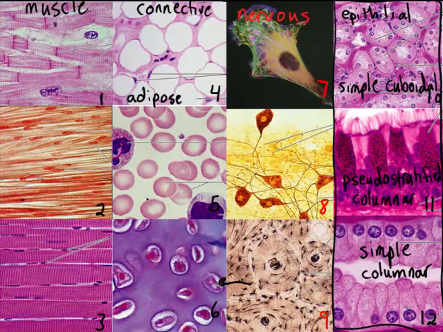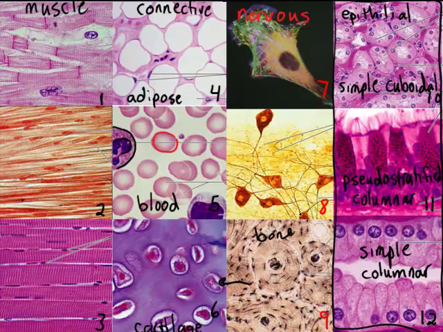This next one maybe was a harder one to pick out for you, but this is blood. So we have our red blood cells here, and then we have our white blood cells as well. Notice the red blood cells have no nucleus, the white blood cells do. And then down here we have cartilage, specifically hyaline cartilage. There are a few different types of cartilage. And then finally over here we have bone. These are all examples of connective tissue.